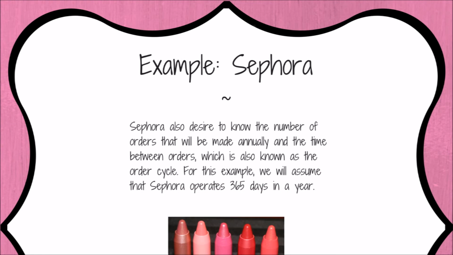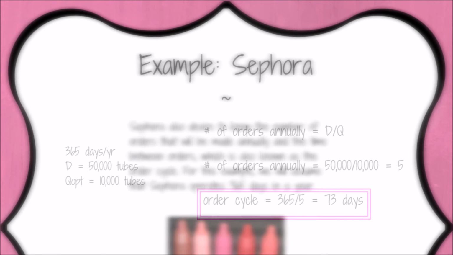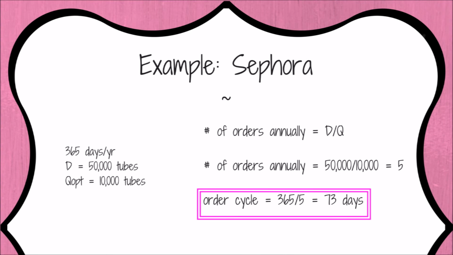Now, Sephora also desires to know the number of orders that will be made annually and the time between orders, which is also known as the order cycle. For this example, we will assume that Sephora operates 365 days in a year. To answer this, we're going to need to find the number of orders annually and the order cycle time. To find the annual number of orders, you just have to divide demand by order quantity. So we'll be dividing 50,000 by 10,000, which equals 5. Now, to find the order cycle time, we simply divide 365 by the annual number of orders, which comes to 73. So the order cycle is 73 store days.